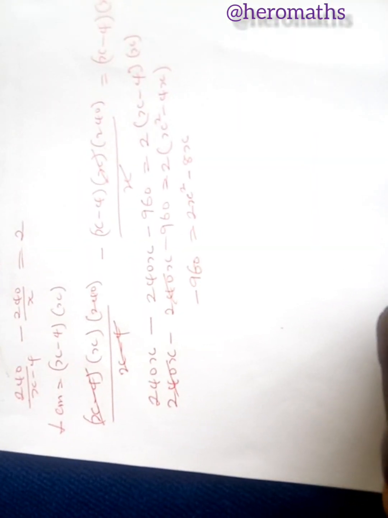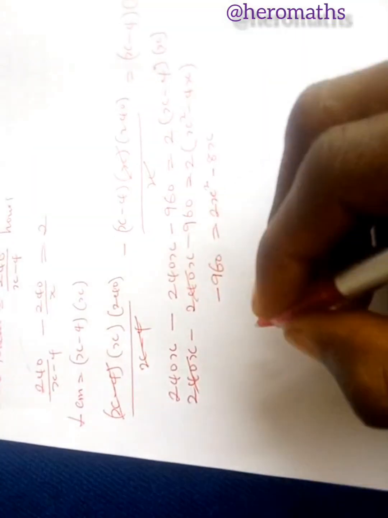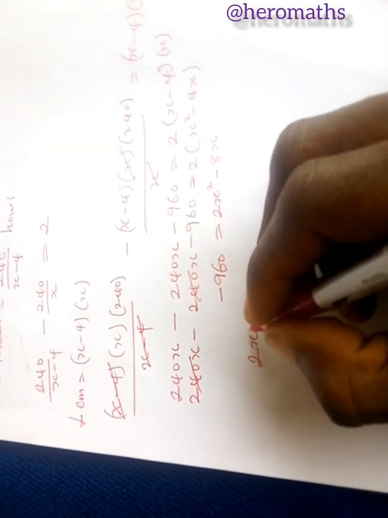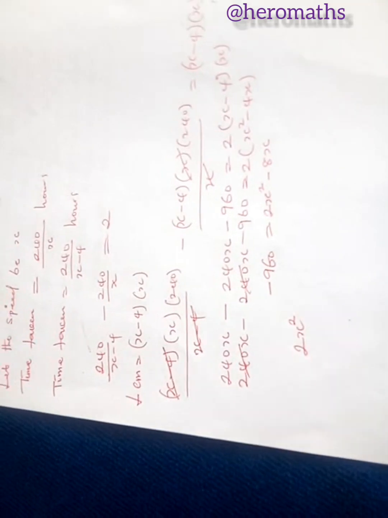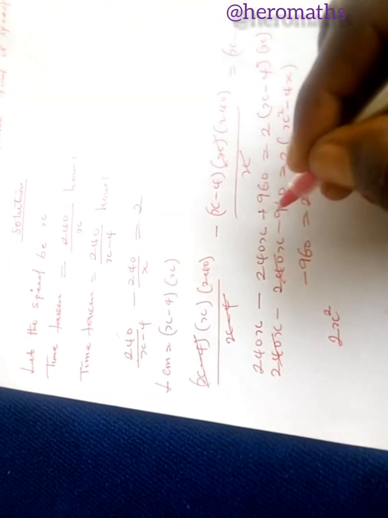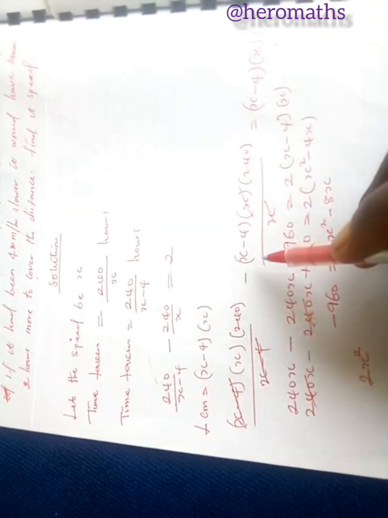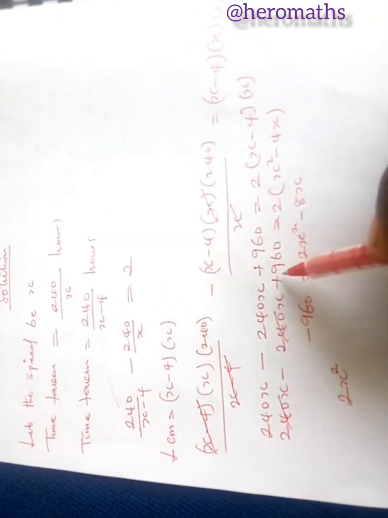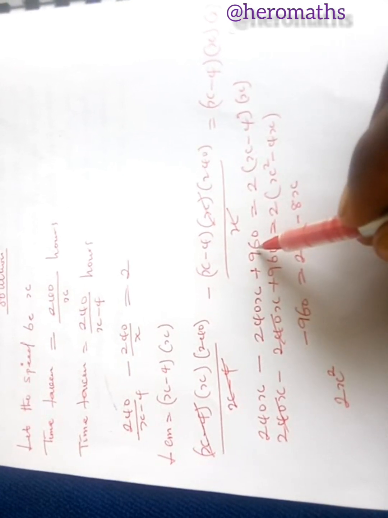Now let us collect like terms and arrange it properly. By doing so, we have 2x squared. Are you sure this is minus? No, this is plus, and this is plus. Let me see where the mistake is coming from.